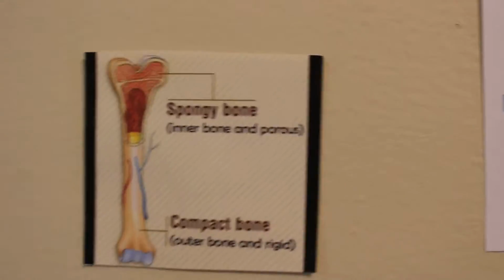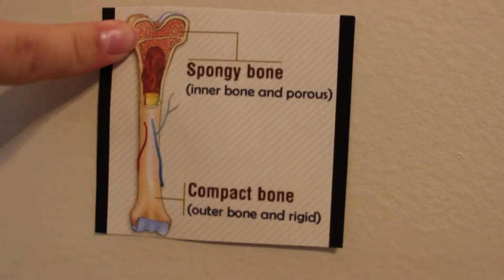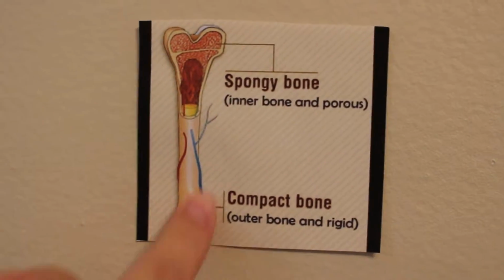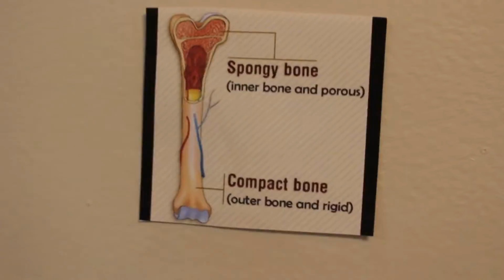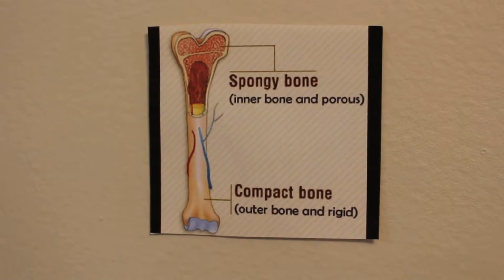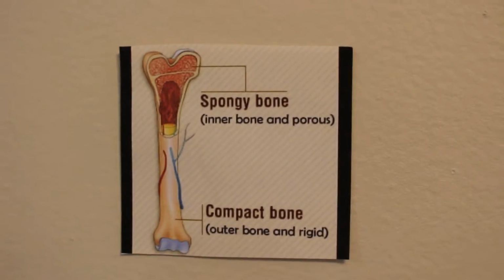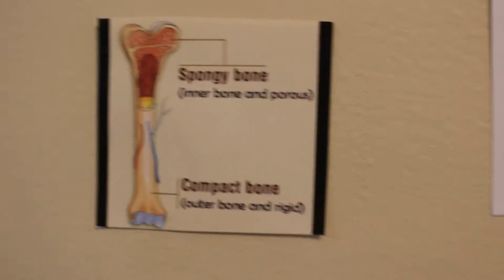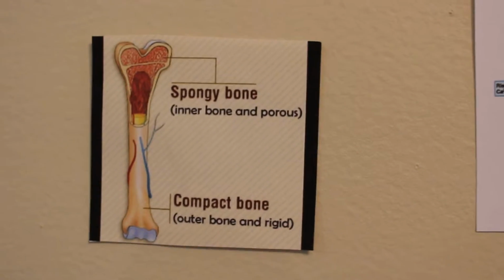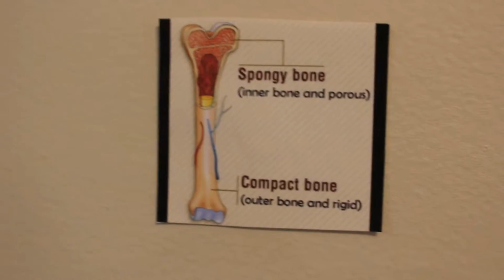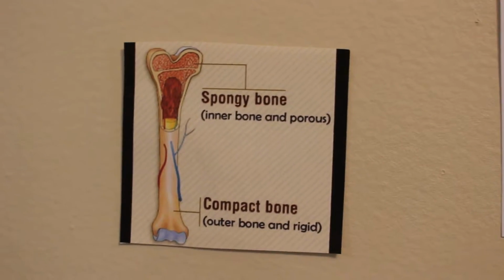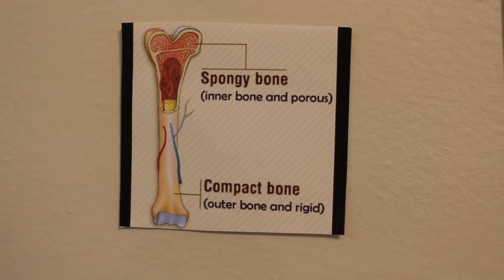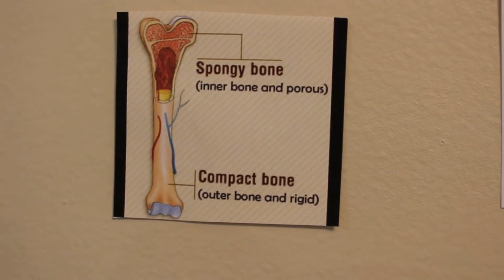So spongy bone is the porous stuff that is in the middle of the bone, and the compact bone is the hard stuff that encases it. And there's also endochondral and dermal bones. Endochondral bones start with a cartilaginous model and then they ossify. And dermal bones do not have a cartilaginous model. It's mostly just ossified mesoderm.